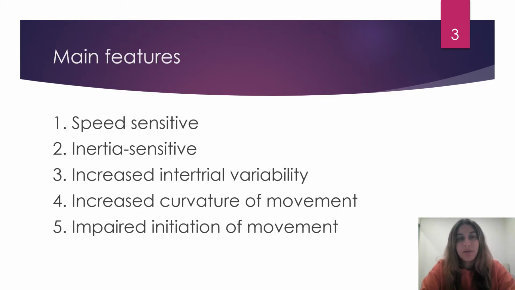So there are 5 main features of dysmetria. Number 1, it is speed sensitive, which means that it affects the rate of movement. Number 2, it is inertia sensitive, so patients often don't really perceive the orientation of their limb. Number 3, it has increased intra-trial variability, which just means that every time they perform a motor task, it's different in every instance. Number 4, increased curvature of movement. And number 5, there is an impairment of initiation during movement, so often there is a delay.